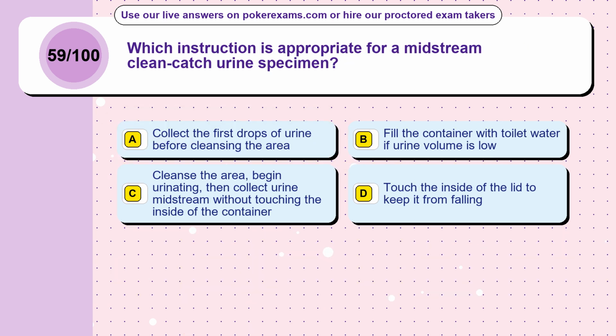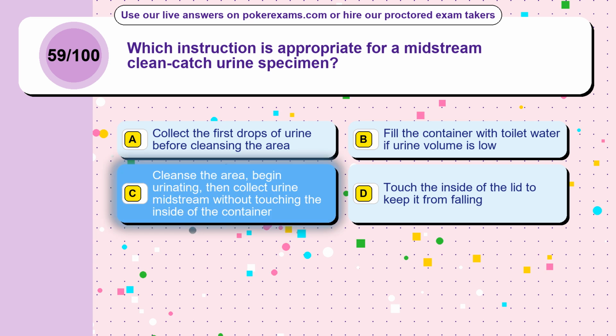Question 59. Which instruction is appropriate for a midstream clean catch urine specimen? Option A. Collect the first drops of urine before cleansing the area. Option B. Fill the container with toilet water if urine volume is low. Option C. Cleanse the area, begin urinating, then collect urine midstream without touching the inside of the container. Option D. Touch the inside of the lid to keep it from falling.